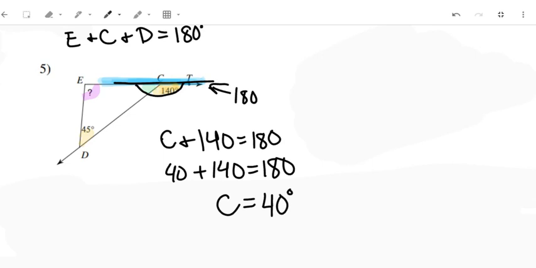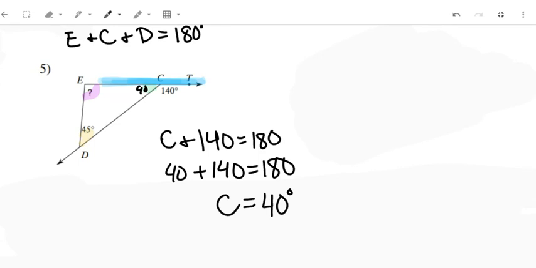Okay. Hopefully you're seeing that and can make sense of it. Let's get rid of some of these marks here that I've made. Okay, so that was my first move. Figured out that angle C is 40 degrees because 40 and the 140 form a supplementary angle.